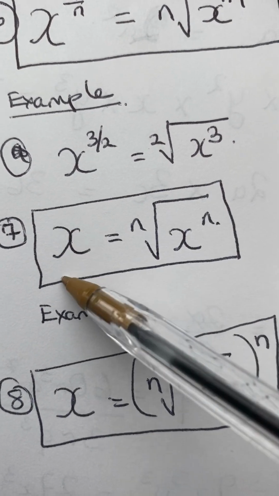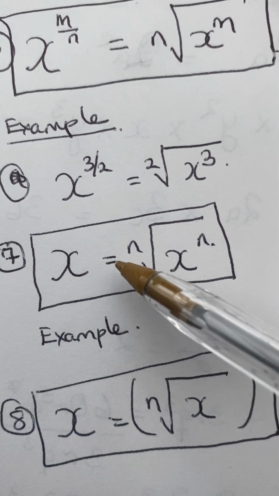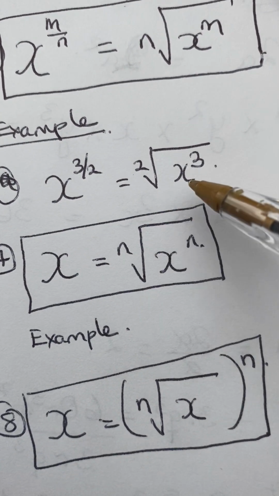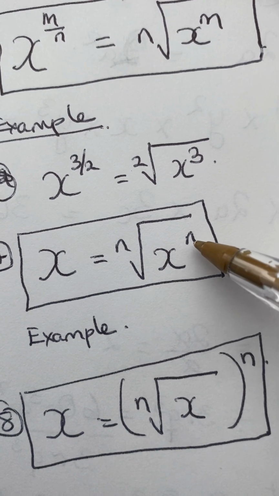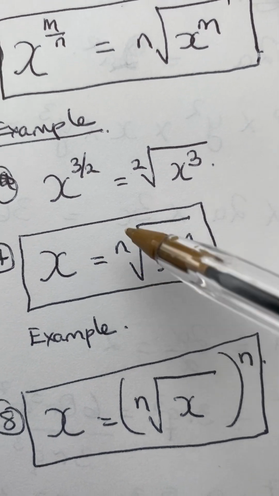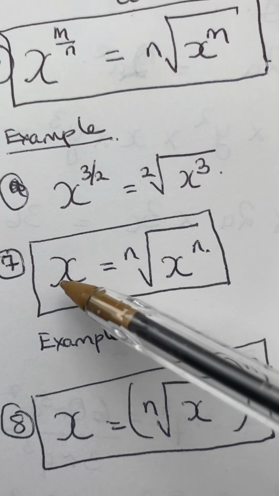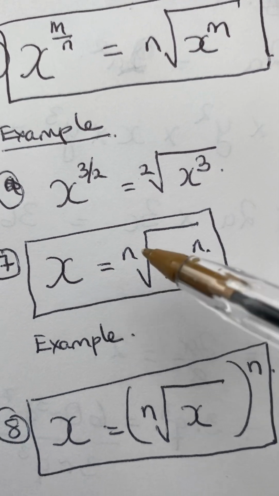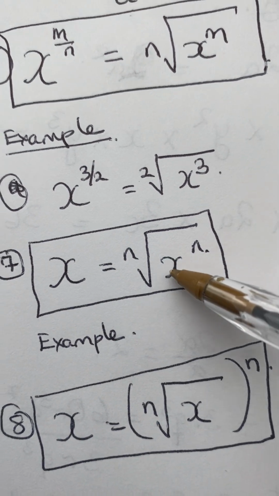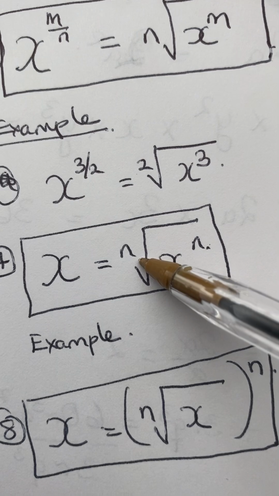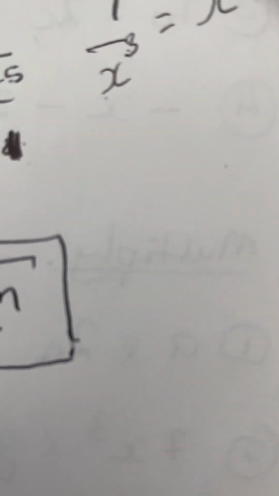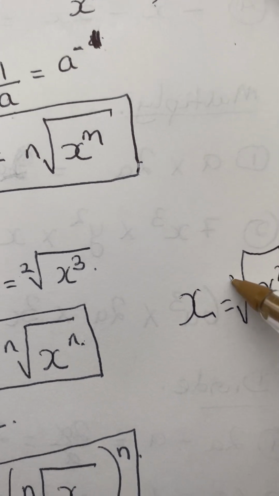7. x on its own can also be written as the nth root of x to the power n. So x on its own, you can write it as the square root of x squared. Okay, this is what I've just said. So x on its own, you can write as the square root of x squared, which will give you x. Okay, it makes sense.